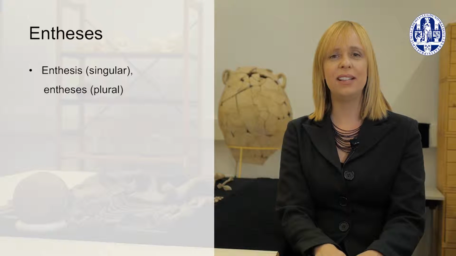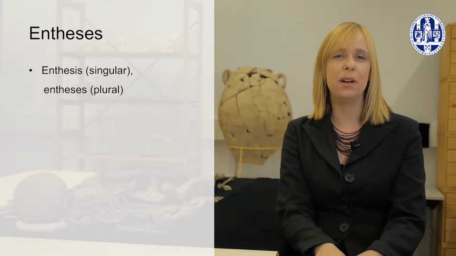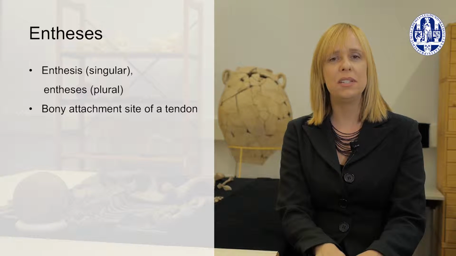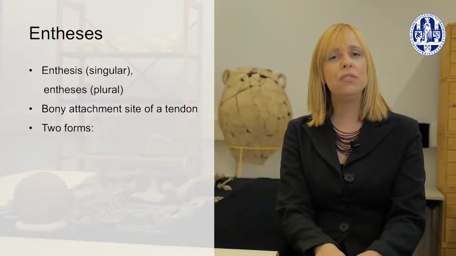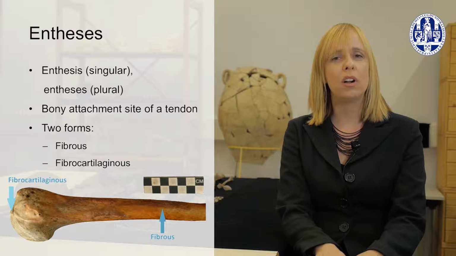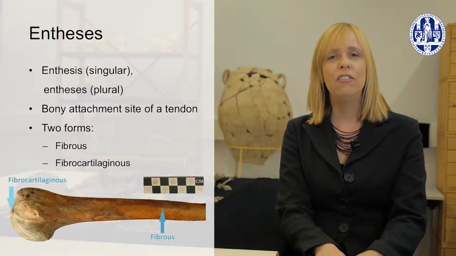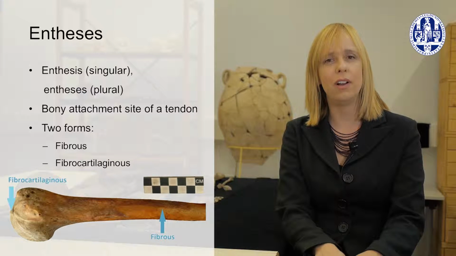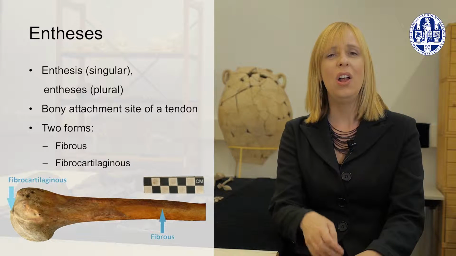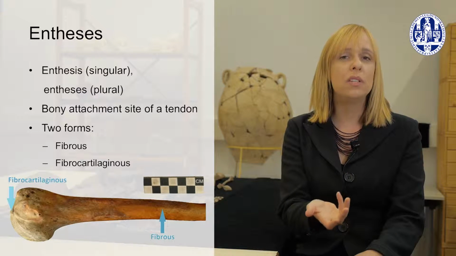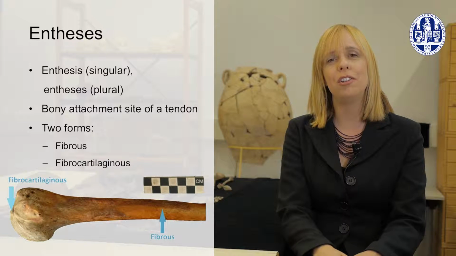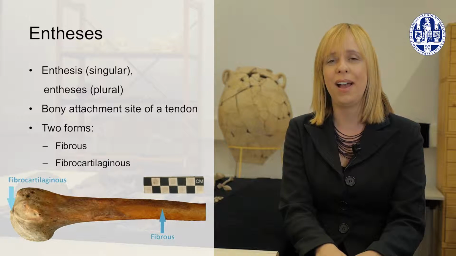So first, let's explain a bit more about these musculoskeletal activity markers. As noted, an enthesis is simply the attachment site of a tendon, and there are two forms of entheses, fibrocartilaginous and fibrous. Fibrous entheses change appearance in less complex ways than fibrocartilaginous entheses, and partly because of this, more research has focused on the fibrocartilaginous entheses, as these are thought to be more representative of activity.